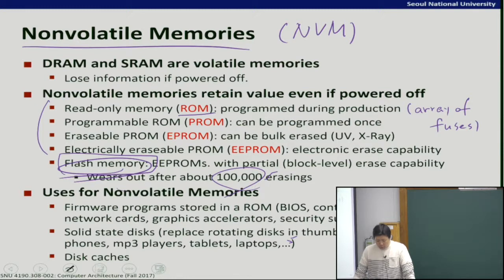So what do we use non-volatile memory for? First of all, you can use this NVM for firmware. Firmware means something like a BIOS. If you turn off your computer, there's a program that boots your computer, right? Called BIOS. Those BIOS code is stored in non-volatile memory because it's a fixed piece of code that boots your computer. That must be stored in non-volatile memory.